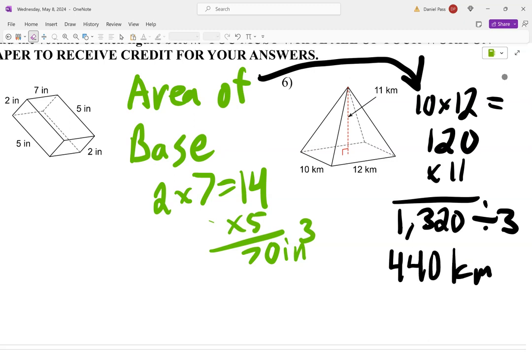Kilometers cubed. He said it like a robot. Okay, good job. Very good. This is my best clapping class all day long. Okay.